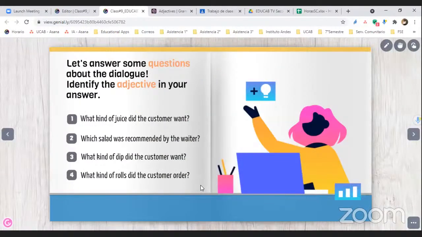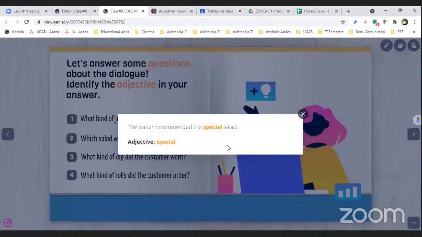Let's see if we can answer the next one. Which salad was recommended by the waiter? Remember that the waiter recommended a salad and the customer was asking about it. Which salad was recommended by the waiter? Who can tell me? Anyone? Okay, let's see, fresh salad. He was recommended fresh salad, but specifically he was recommending the special salad.